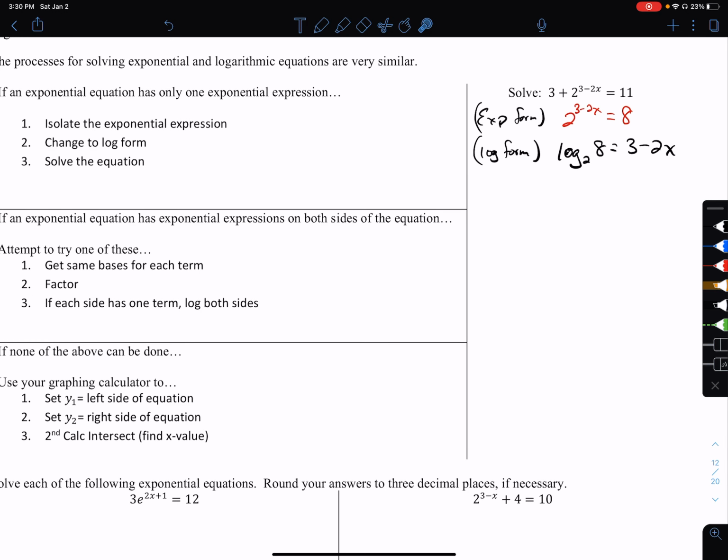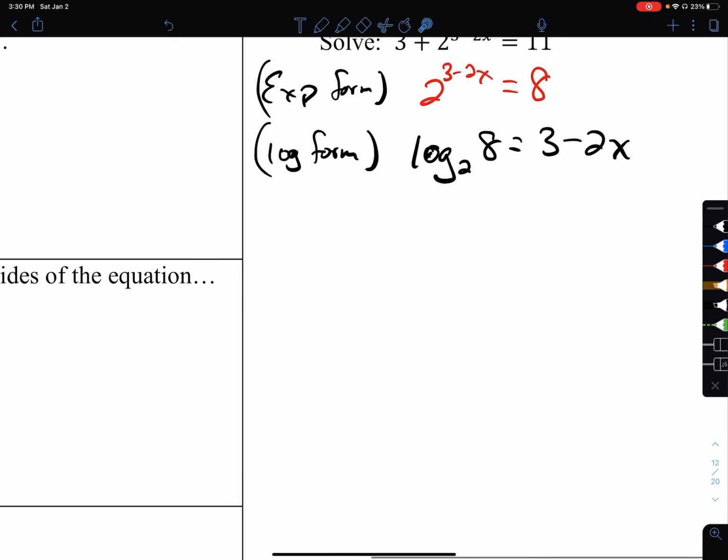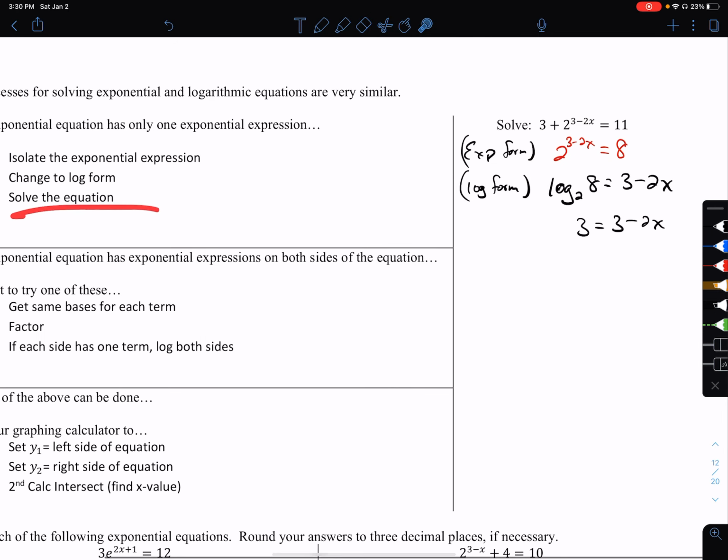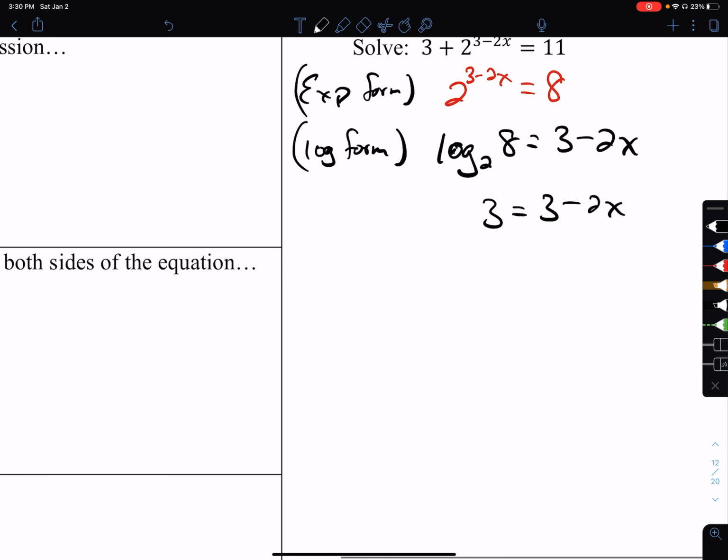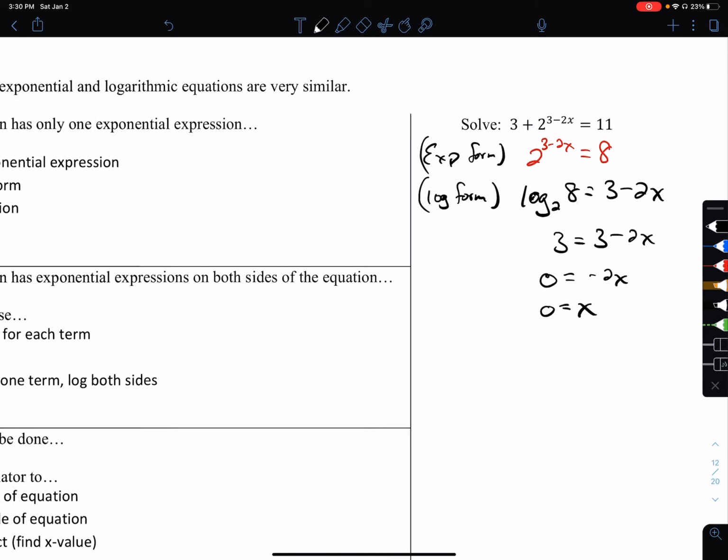And then it says once you get it to log form, see if you can solve the equation. Well, do we know what log base 2 of 8 is? This is asking, 2 to what exponent is 8? And that is 3. 2 to the third is 8. Then we solve the equation. If we subtract 3 from both sides, and then divide both sides by -2, we get x is 0.